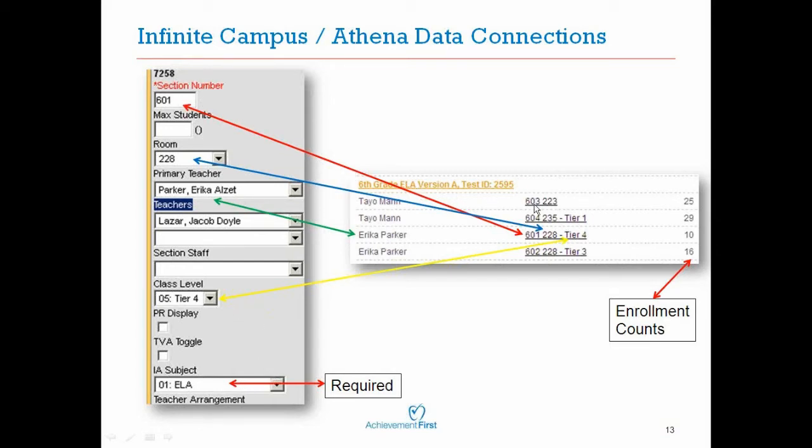It always pulls the section number, so this little screenshot from Athena is the IA upload report. So the section number appears right here in the middle. It also pulls the room number for some reason. So the room number appears just to the right of the section number. So you can see you've got 601 and 228.